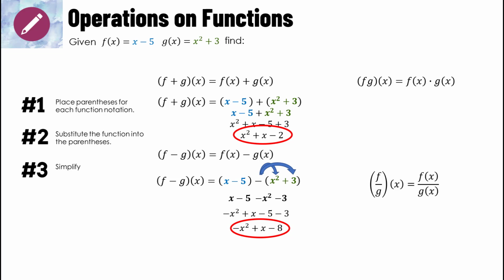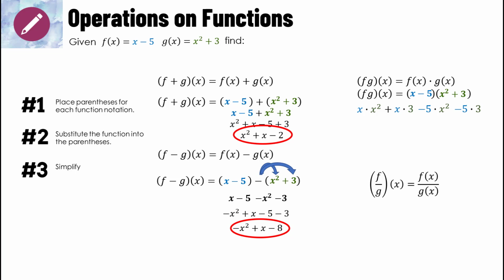Well, this is f times g. Once again, we're going to follow the rules. The first thing I do is make a parentheses for both of my variables. Now I'm going to substitute x minus 5 is f of x, x squared plus 3 is g of x, and now we're going to simplify. For this one, we're going to do FOIL. First, outside, inside, last. So first is x times x squared. Outside is x times 3. Inside is negative 5 times x squared, and last is negative 5 times 3.